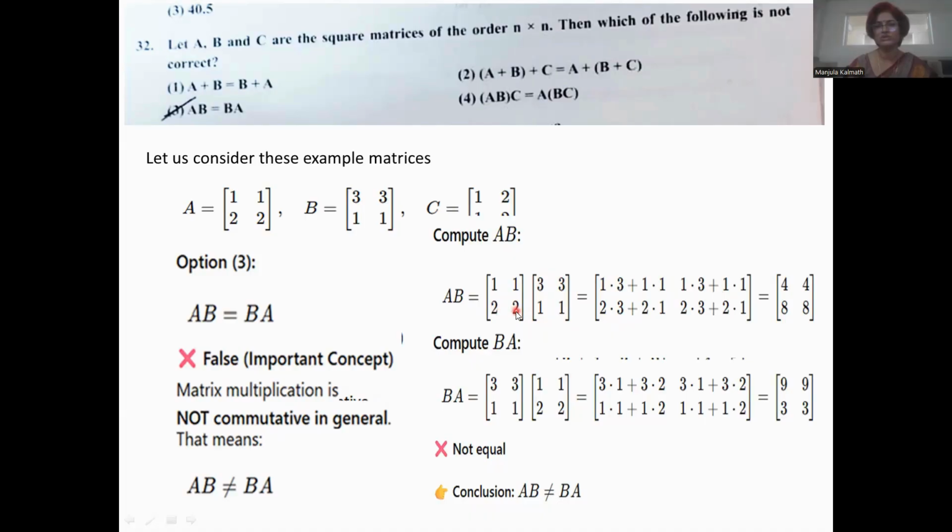2 into 3 plus 2 into 1. Here we have the second row, first column, second row, second column. So 4, 4, 8, 8. This is the output of A into B.